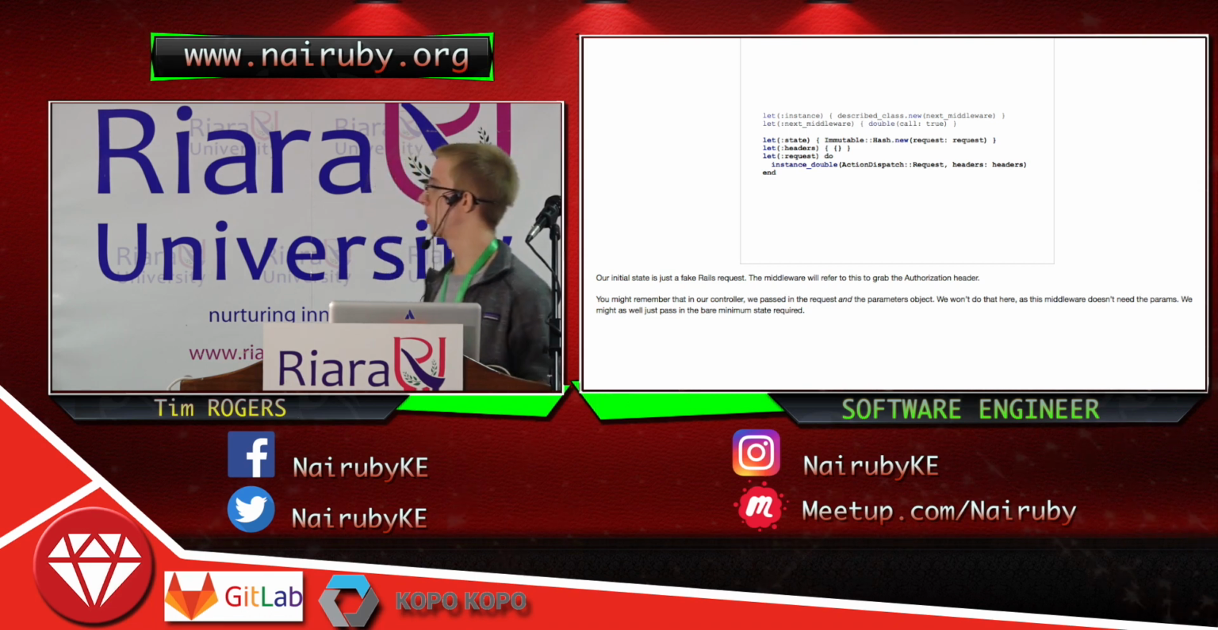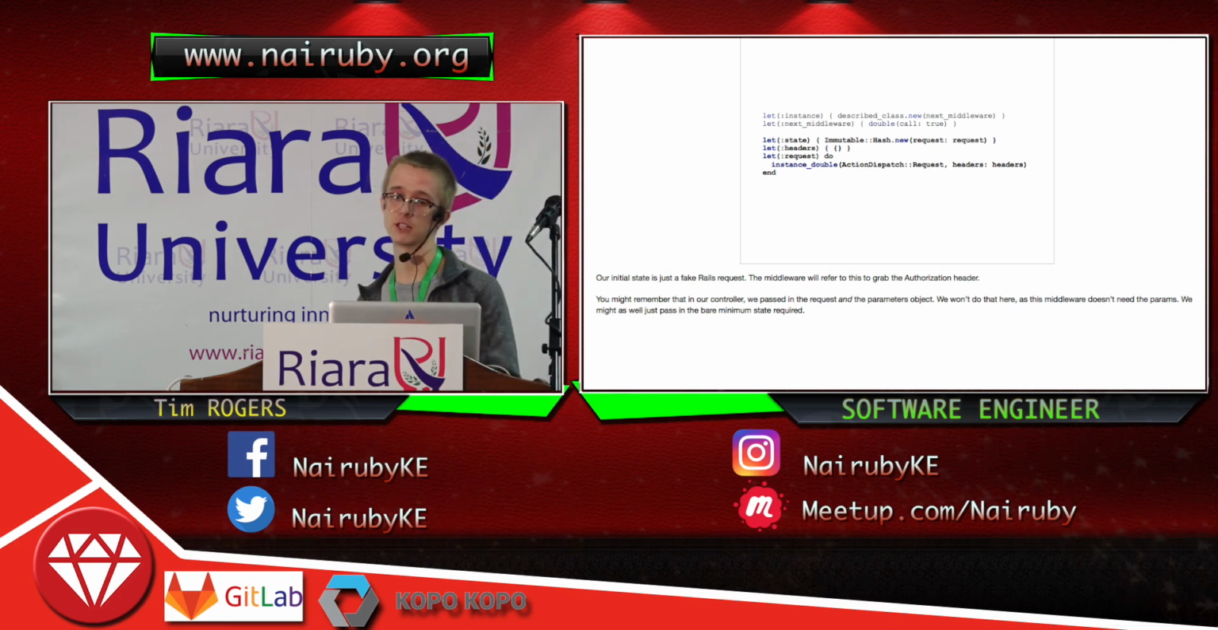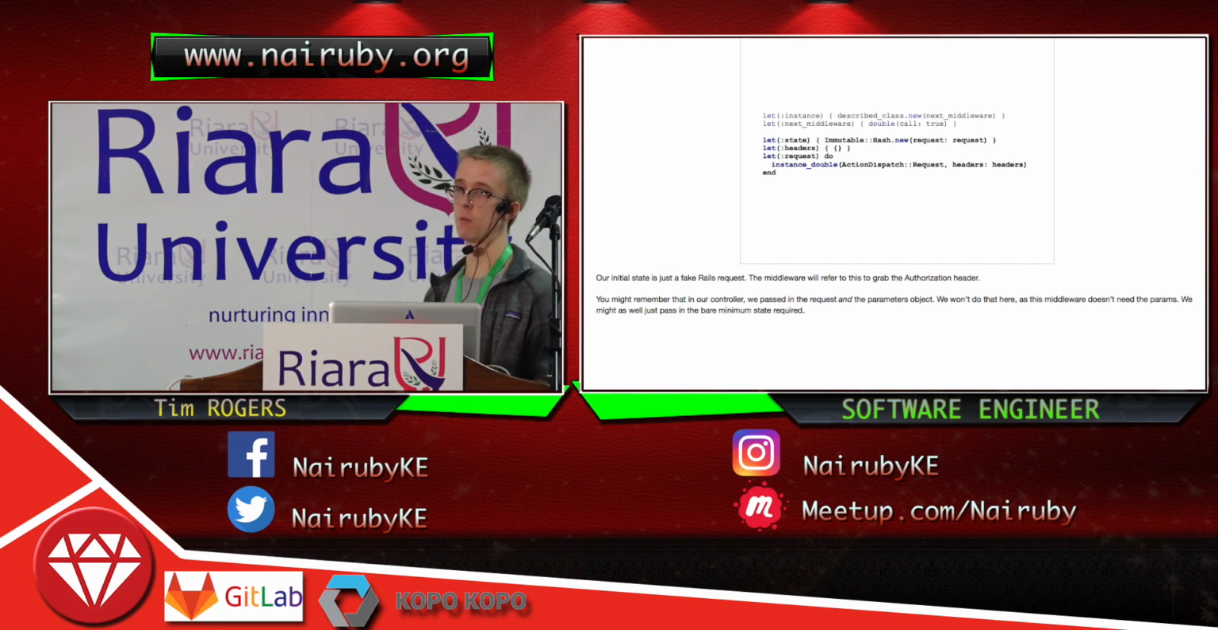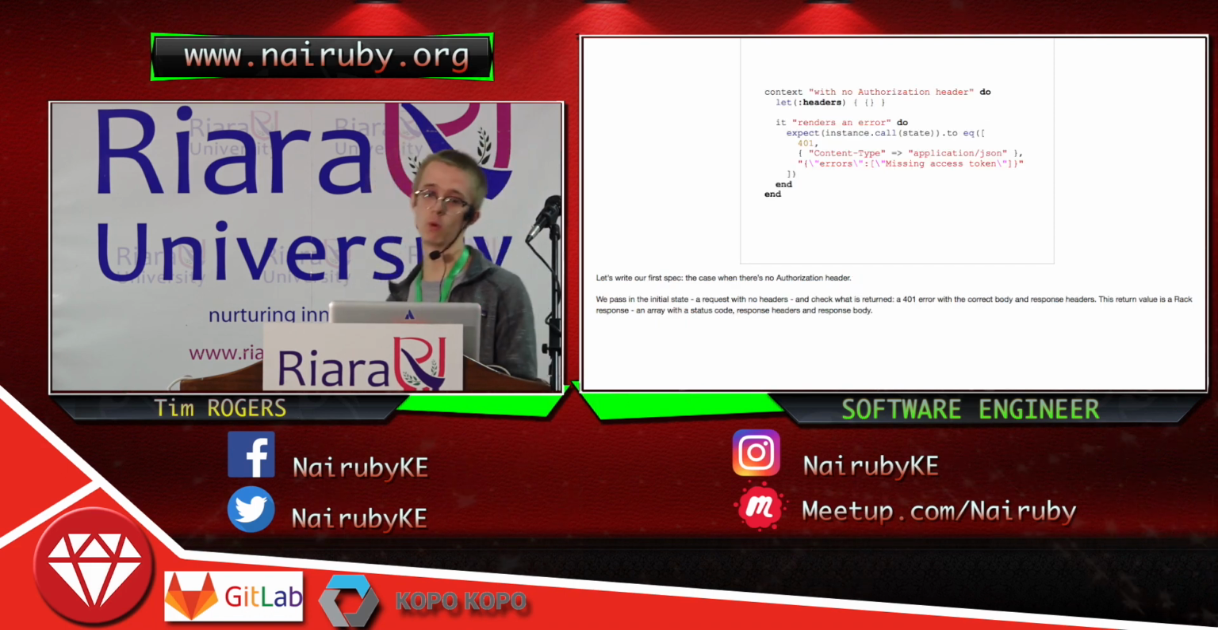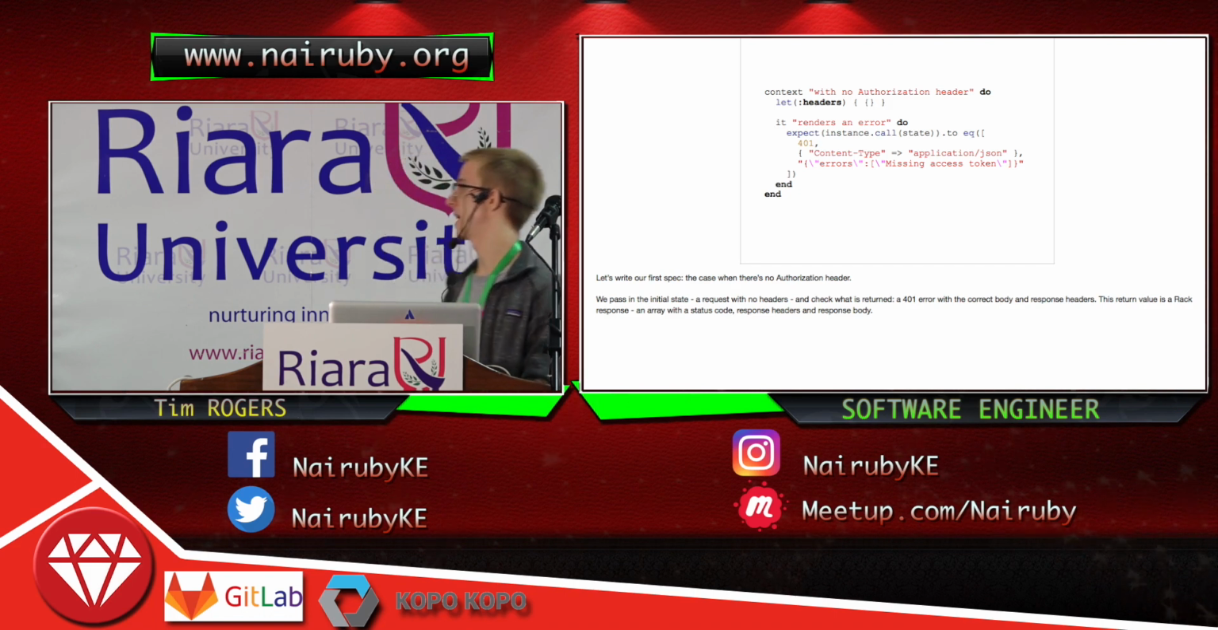You might remember that in our controller we passed in the request and some parameters. But in this test we'll just go with the request since we don't need the params. We might as well keep to the bare minimum state required. So let's write our first example, the case where there's no authorization header.